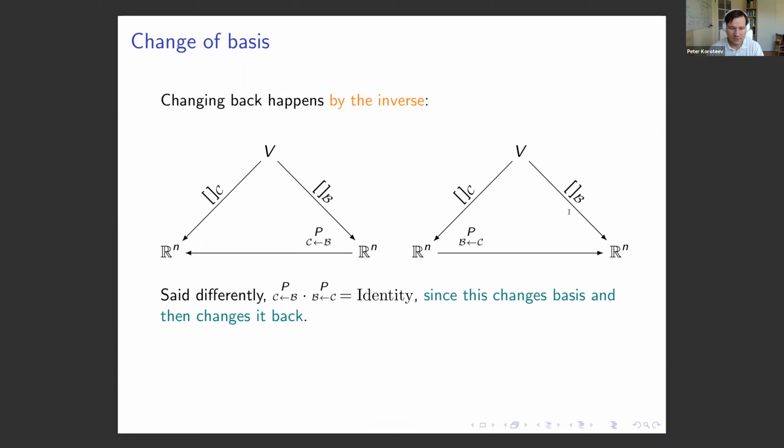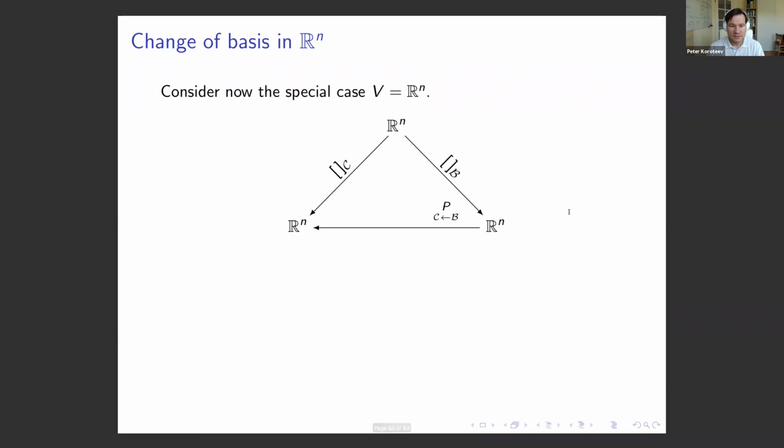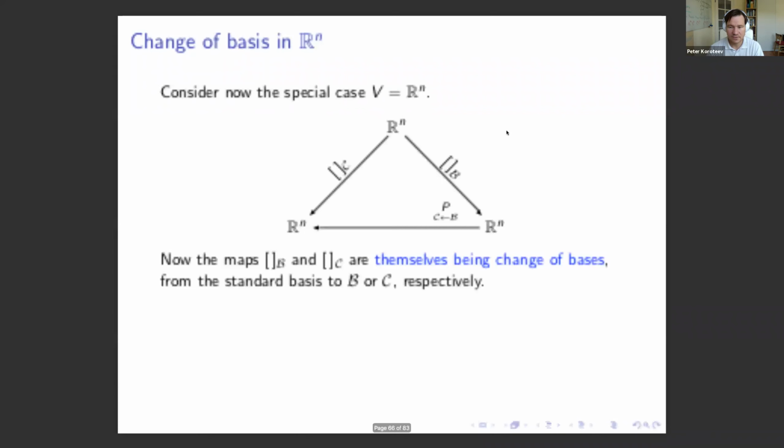Yes, again, the matrix of the change of basis from B to C, from one basis to another, is equal to the inverse of the matrix of the change of basis from the second basis to the first one. So in R^n, it should be very intuitive. Let's say V is R^n itself, right? Now there's a triangle with three R^n's, and then there are three isomorphisms. Here you can see that these maps, bracket B and bracket C, are themselves changes of basis, according to our definition.